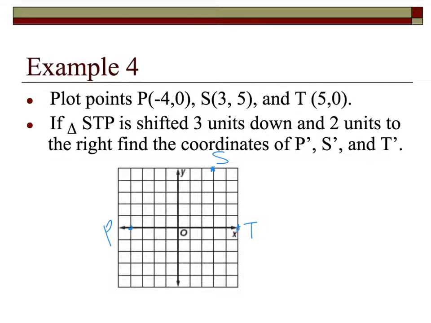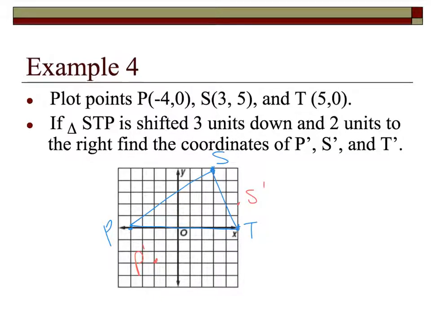Okay. Now it says if triangle STP is shifted 3 units down and 2 units to the right, find the coordinates of P prime, S prime, and T prime. They're just saying the shifted points, right? So they use a prime or double prime or whatever to show that a transformation has happened. I'm going to make this into a triangle. And then let's plot the other one. So we went 3 units down and 2 units to the right. So here's P prime, 3 units down, 2 units to the right. That's S prime.